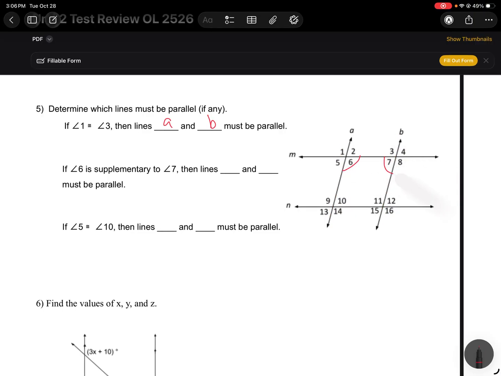Okay, angle 6 and 7 are supplementary. So it uses these two lines, and it does look like A and B will end up being parallel again. And then angle 5 is congruent to angle 10. So if I highlight these lines, I can see that these angles use line A, M, and N. So M and N will end up being parallel.